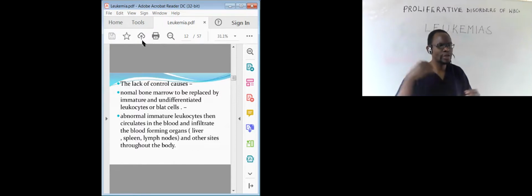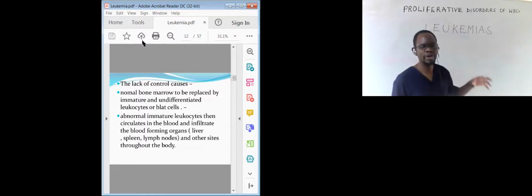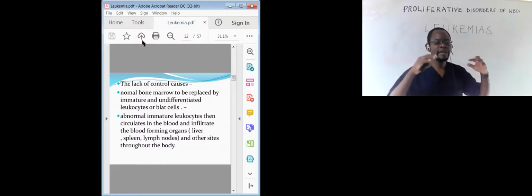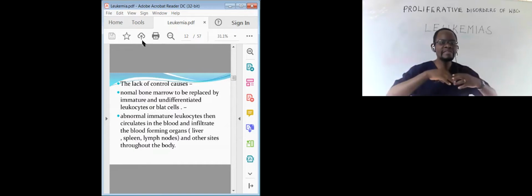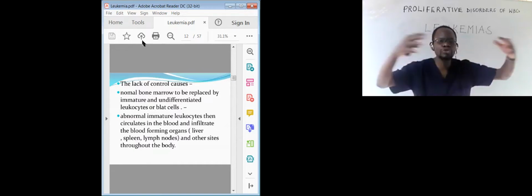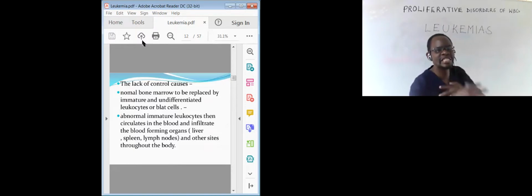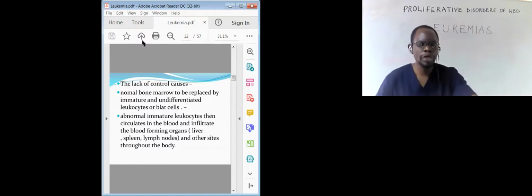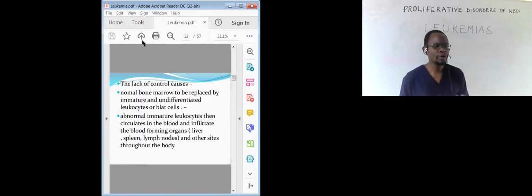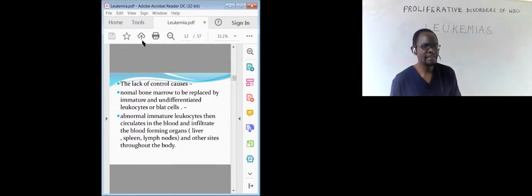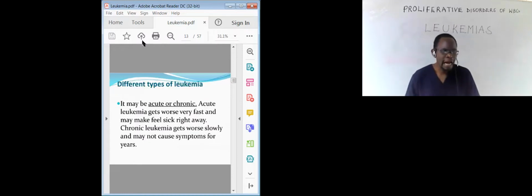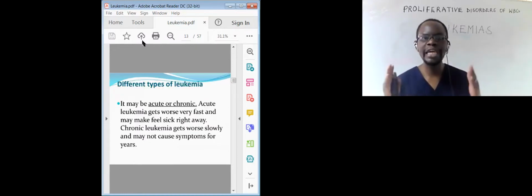So these then circulate in the blood and infiltrate the blood, and it also infiltrates the blood-forming organs like the liver. So that is what we are talking about. In leukemia, what actually happens is that the cells lose control and start proliferating too much. And then they even spill into the blood and also go into other blood-forming tissues, and even other cells throughout the body.